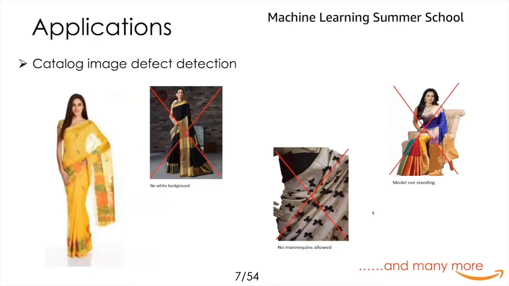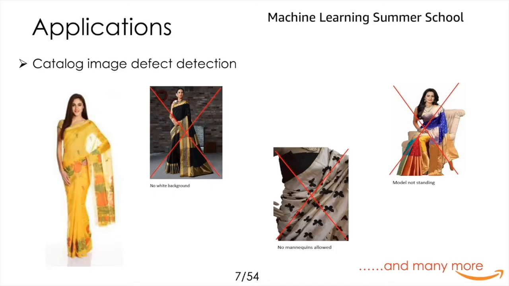And the application that you can see is to detect defects. We have a huge catalog of products at Amazon containing billions of images. And there are some guidelines that we expect sellers to follow when uploading these images. So for example, this is an ideal image. These images are defective images. This image does not have the required white background. This image has a mannequin instead of a real person. And in this image, the model is not standing. So we need to be able to enforce these requirements.